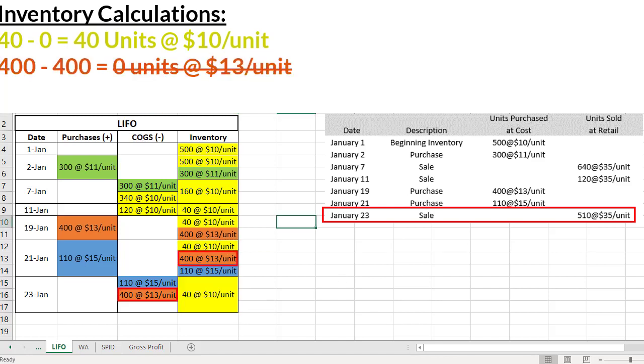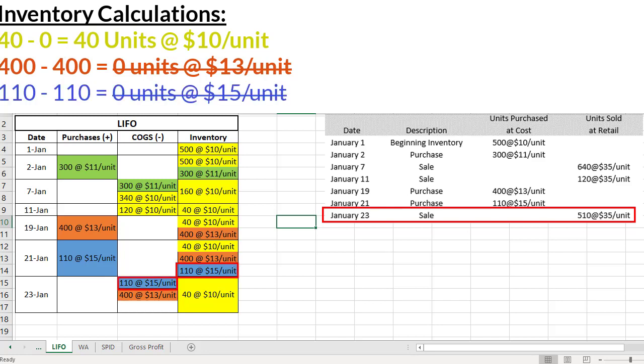Next, for the orange units, we had 400, but all of them were sold on January 23rd, so there's no need to list them in the inventory column. The same can be said of the $15 blue units. These units were also all sold. So that leaves us with just the 40 units at $10 per unit in ending inventory.